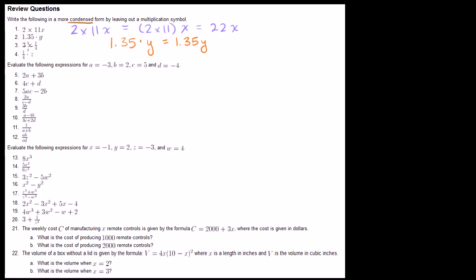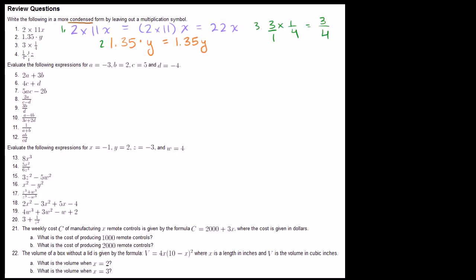Let's see, here we have 3 times 1/4. Well, this is just straight up multiplying a fraction. So this was problem 1, this is problem 2, problem 3, 3 times 1/4. That's the same thing as 3 over 1 times 1/4. Multiply the numerators, you get 3. Multiply the denominators, 1 times 4, you get 4. So number 3, I got 3/4.